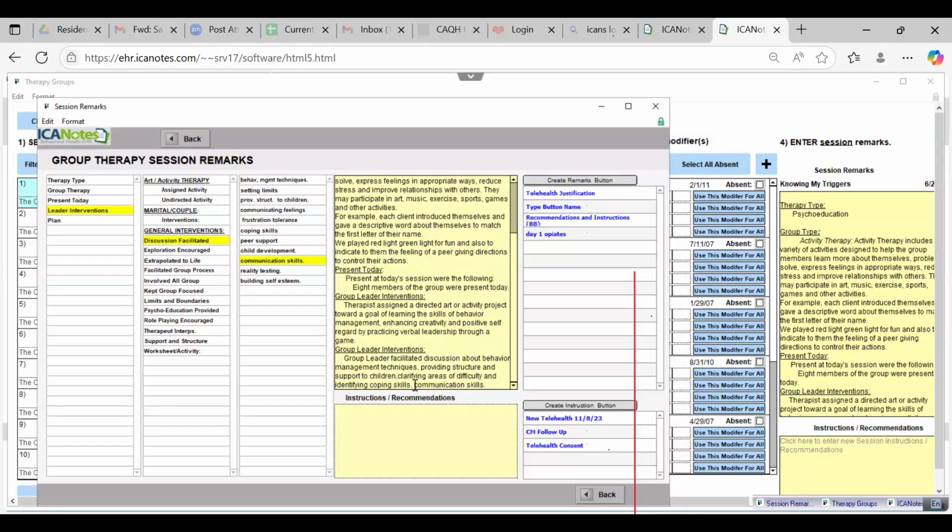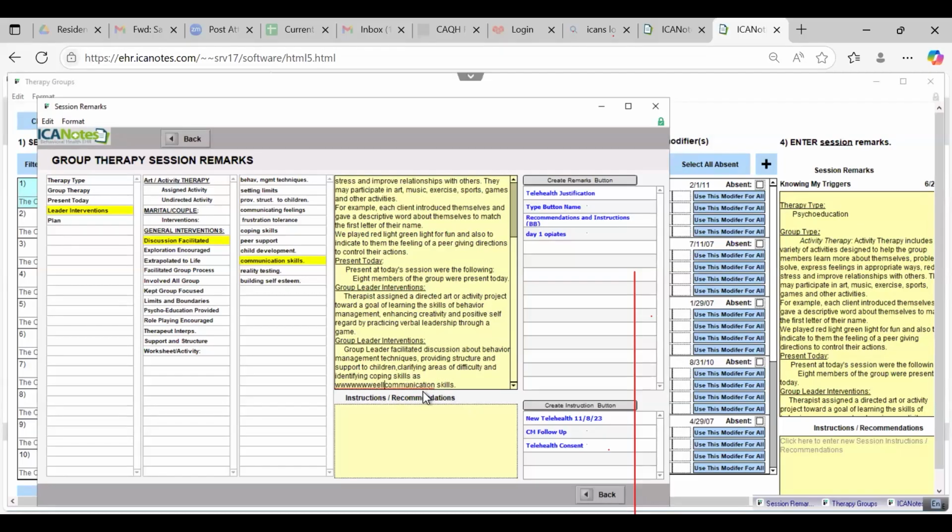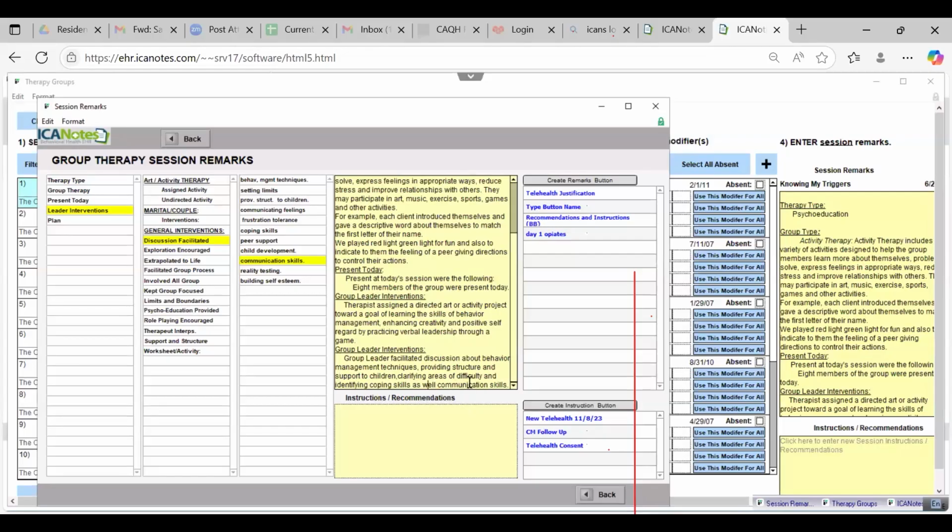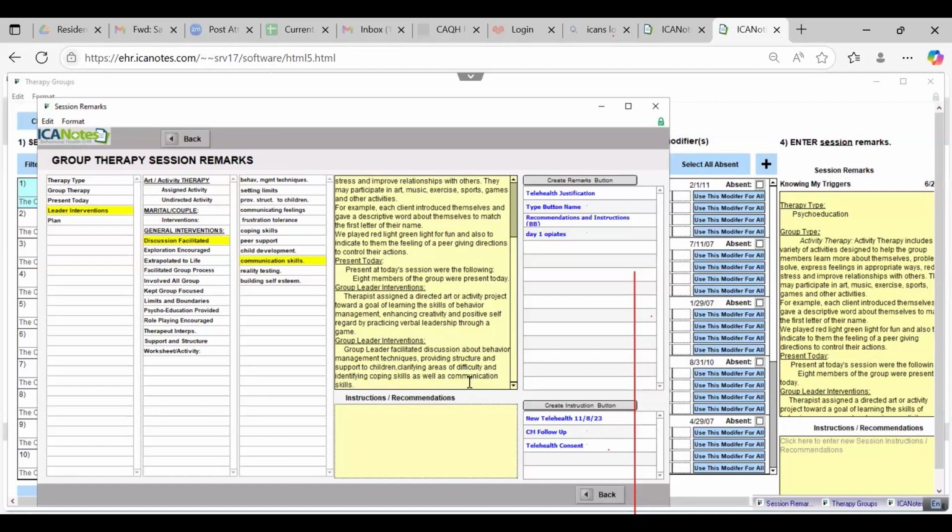Okay. So again, I'm going to go back and add my correct punctuation. I'm going to read through: group leader facilitated discussion about behavior management techniques, providing structure and support to children, clarifying areas of difficulty, and identifying coping skills, communication skills, coping skills, as well as communication skills. Okay. So I'm giving you guys my thought process. This is how I'm thinking when I'm going through and doing a note.